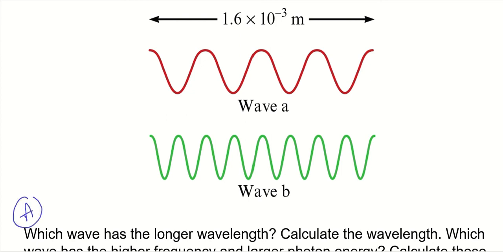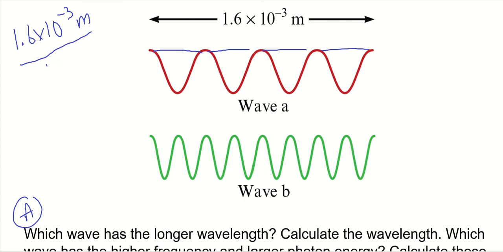Calculate the wavelength. We're given here a length of multiple wavelengths. Wavelength is crest to crest, or one point of one wave to the same point on the next wave. So there's 1, 2, 3, 4 waves. Just take that total distance as 1.6 times 10 to the negative 3 meters, and just divide that by 4.